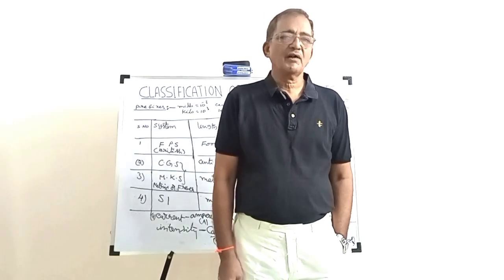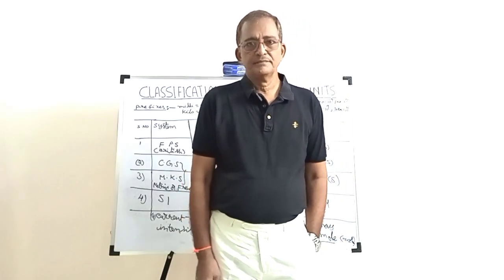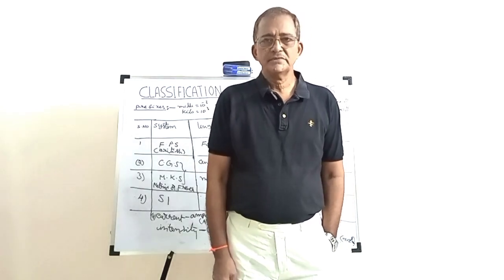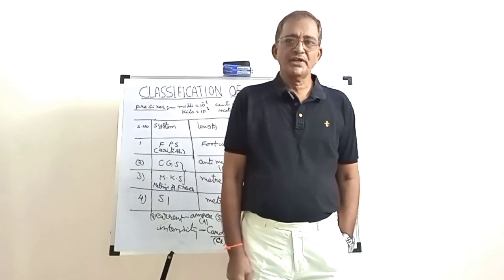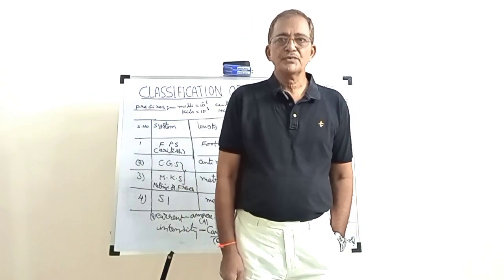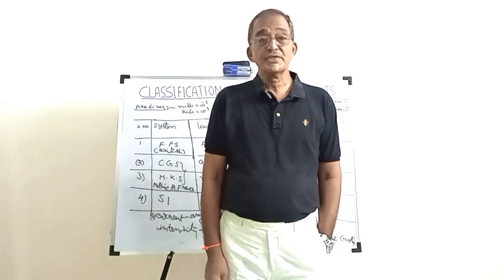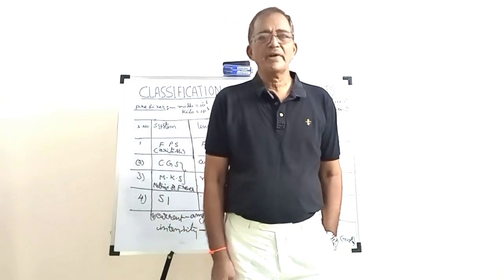Similarly, for the measurement of mass, we use milligram as a small unit, and gram, the next bigger unit, kilogram, the next bigger unit, and quintal, which is 100 kg, and metric ton, which is 1000 kg. These are all the units we can use for the measurement of mass.